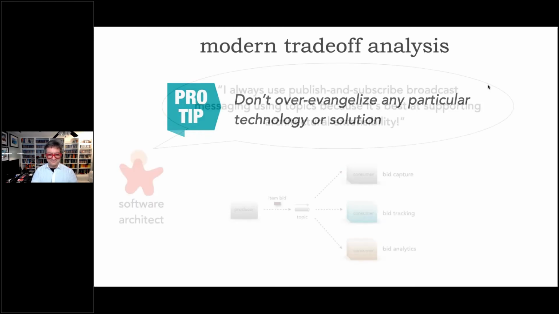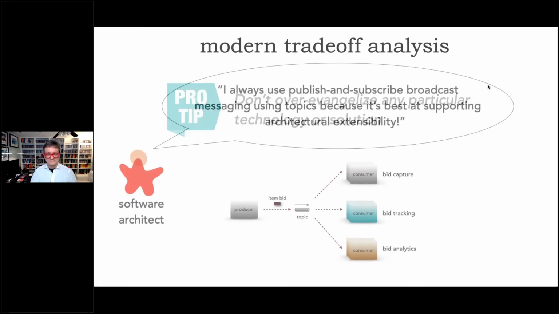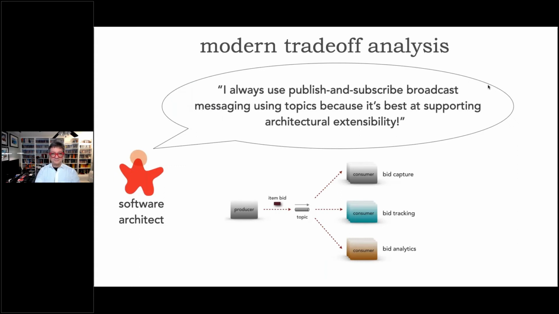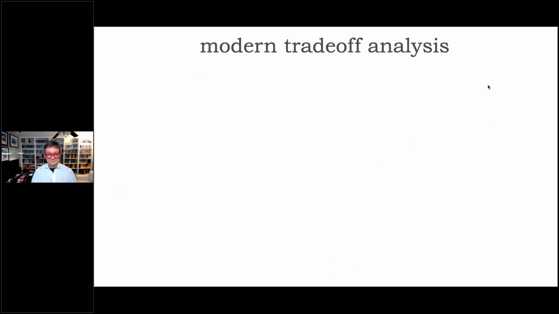So let's show you an example, because for me personally, as Mark Richards, I always use publish and subscribe broadcast messaging using topics, and I'll tell you why I always use it: because it's best at supporting architectural extensibility. How do you evolve our architectures? How do you provide that extensibility? It's easy. It's using pub/sub broadcast messaging. And as a matter of fact, if you don't believe me, I am going to spend a little bit of time here convincing you that this is the best solution. Let me show you why.